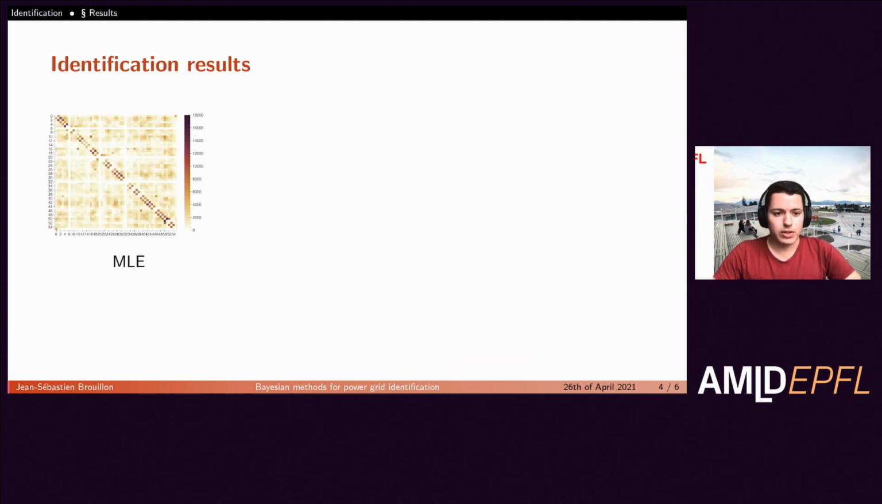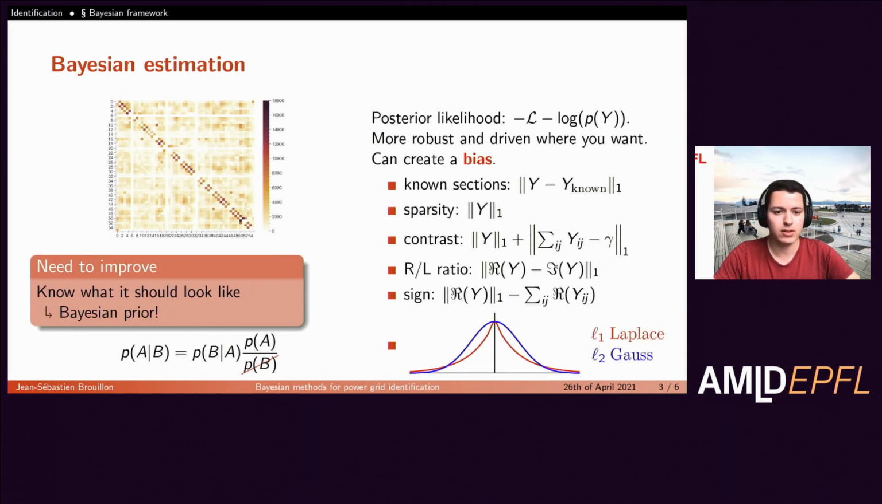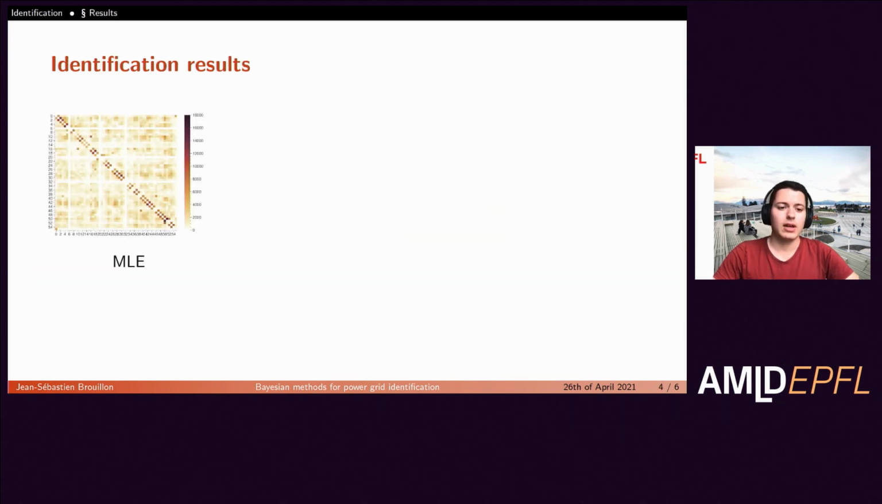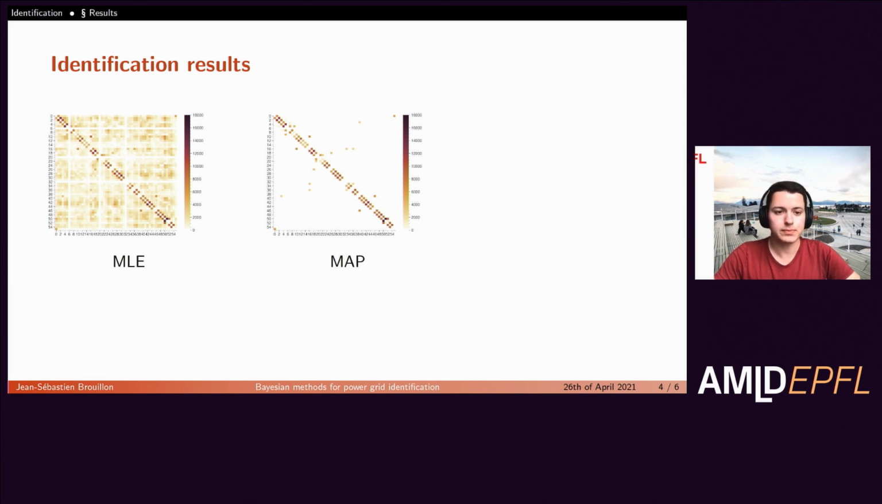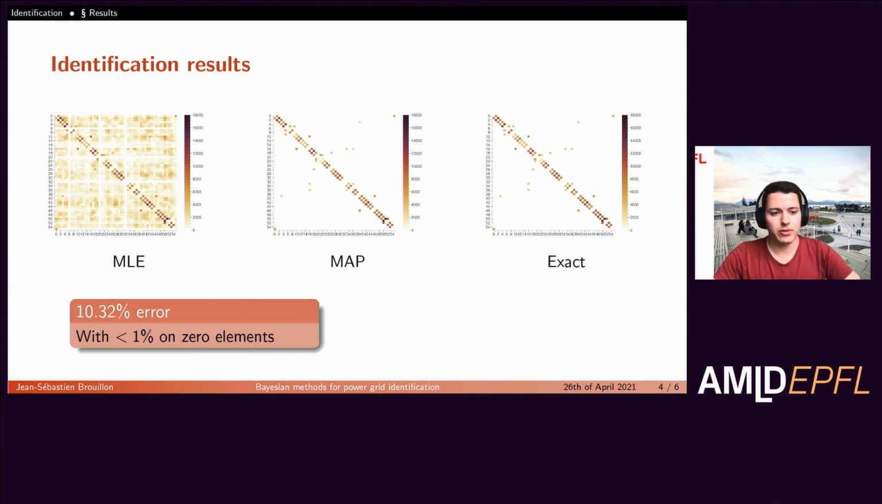Now, I've already shown you the results for maximum likelihood. If we use the contrast prior with the same settings and using a data-driven estimate of the quantity gamma that shows up in this prior, then it yields the maximum a posteriori estimate, which shows in the center of the screen. Now you can see this matrix is a lot more sparse. The white parts are the zero elements. And if you compare it to the exact admittance matrix, it looks very good. The error is a little bit above 10% with less than 1% on the zero elements, which means we achieve a good estimate of the topology.